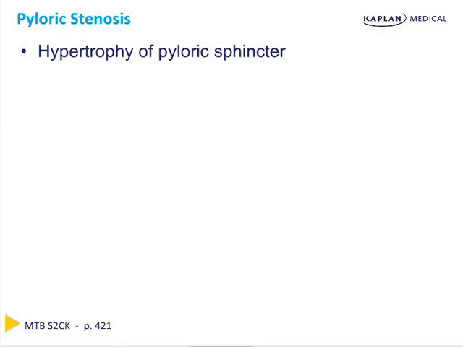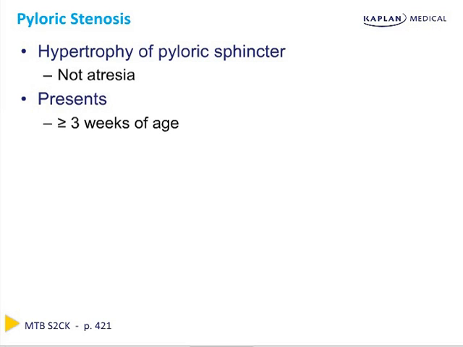Pyloric stenosis is hypertrophy of the pyloric sphincter that separates the gastric cavity from the duodenum. This is not an atresia, which is why it wasn't included in the previous tables, but in fact it actually is more open at birth and becomes progressively tighter and more stenosed with age. That's why these patients tend to present after 3 weeks.